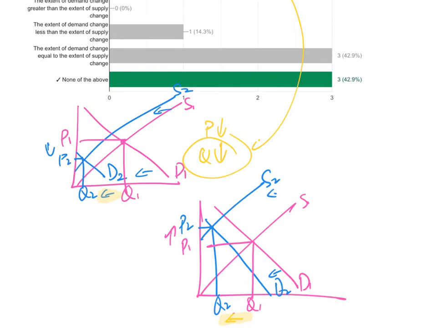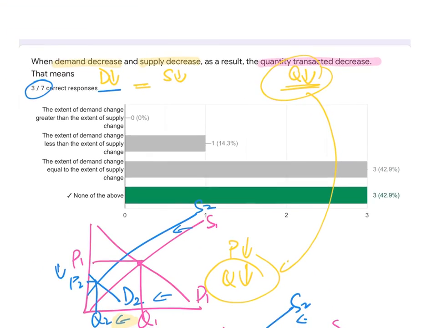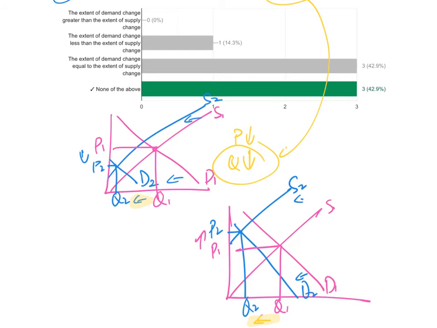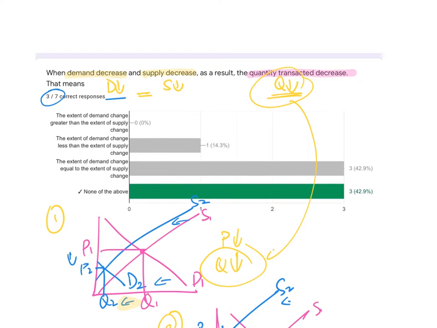That means no matter whether the extent of demand is bigger or smaller than the supply change, we still have quantity decrease. So we are not sure which one has a bigger extent. Okay, I repeat, because no matter which scenario, 1 or 2, we have the same answer, we cannot determine which scenario it is at this moment. So the correct answer is none of the above.